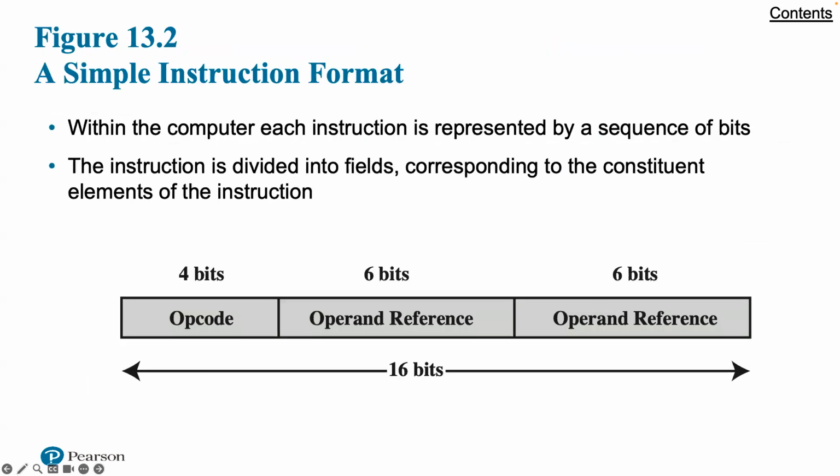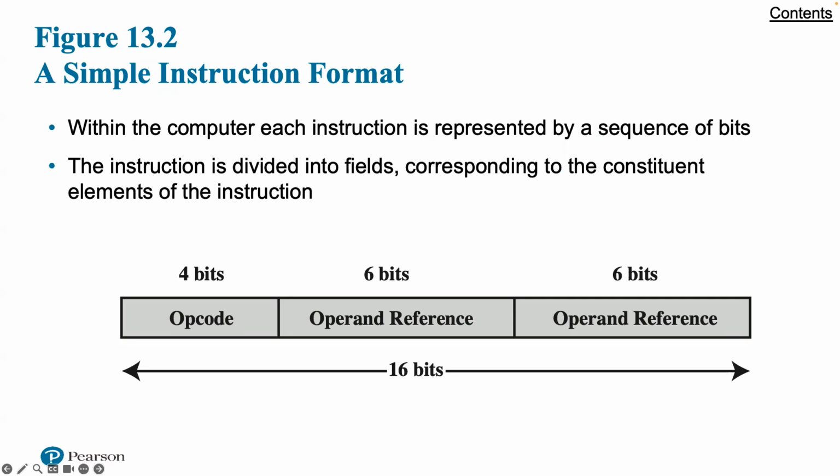So let's talk about a simple instruction format. With the computer, each instruction is represented by a sequence of bits. The instruction is divided into fields corresponding to the constituent elements of the instruction. A simple example of an instruction format is shown here in figure 13.2. As another example, the IAS instruction format is shown in figure 1.7, and so you might want to go back there and check that out. With most instruction sets, more than one format is used.